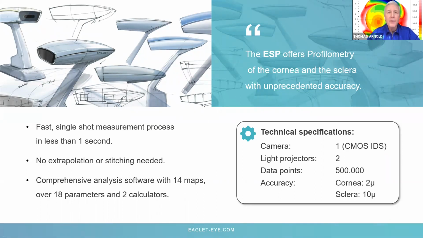Okay, you have a complete software analysis of over 14 maps. So it's a profilometer, but it's also a topographer too. So it's useful in fitting corneal lenses, ortho K lenses. It's appropriate for that. And so you have 18 different parameters and 2 independent calculators. So it really gives you a lot of accuracy and data available, not only of the sclera and the scleral profile, but also the cornea.